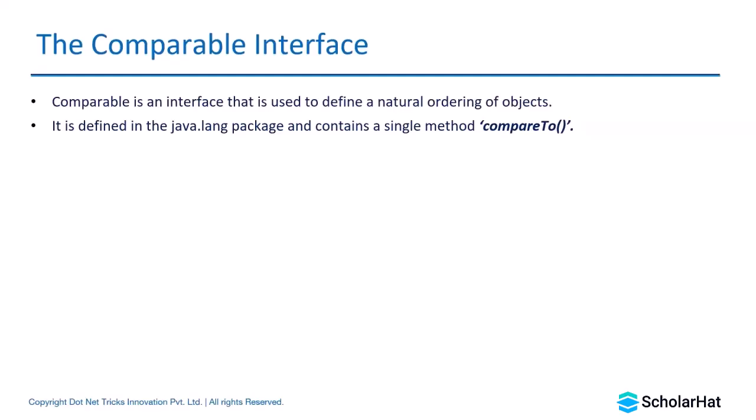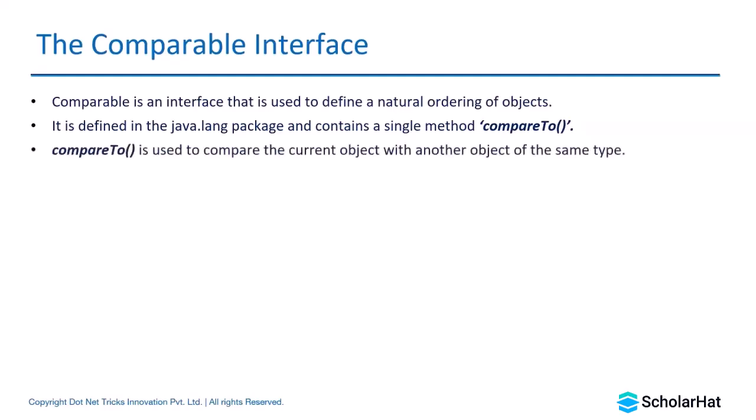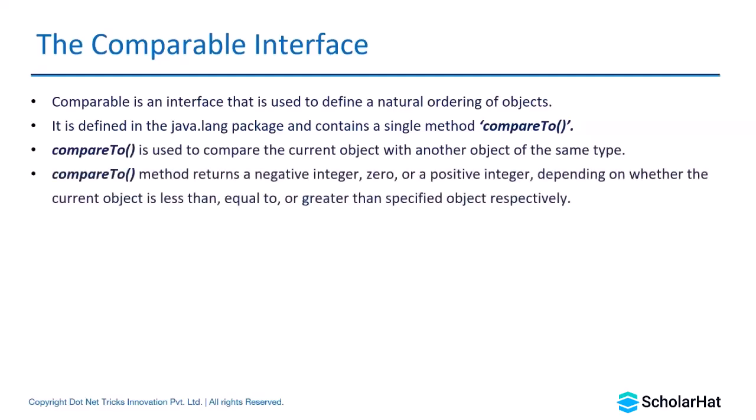This interface has a compareTo method that helps to compare the objects. Comparable is not capable of sorting the data on its own. That's why we implement the compareTo method in the particular class or entity where we want to use this interface. It helps in sorting the objects, because compareTo is used to compare the current object with another object of the same type, depending upon the logic we write here.